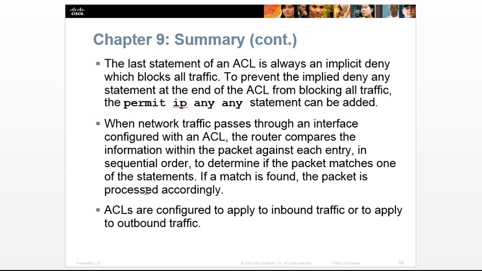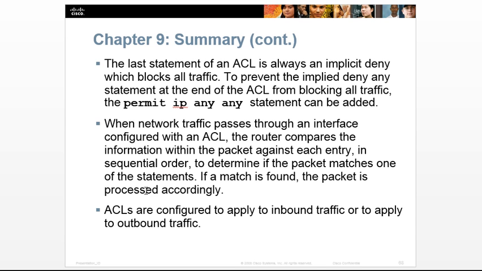To prevent the implied deny, you should end any ACL with permit IP any. So if you want to just deny certain things, but you want to allow everything else, stick that permit any as the last line, and that'll take care of that implicit deny, because that implicit deny will never be reached.